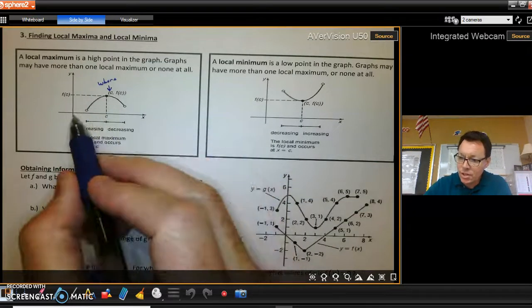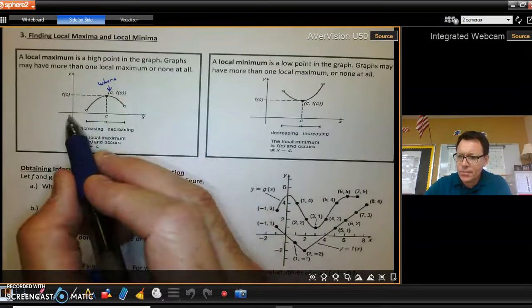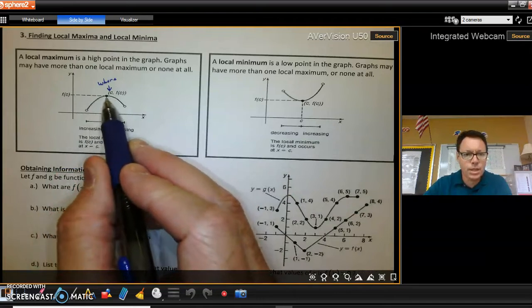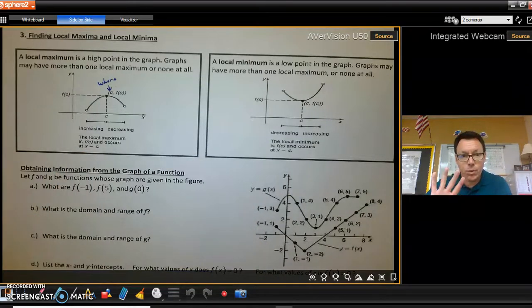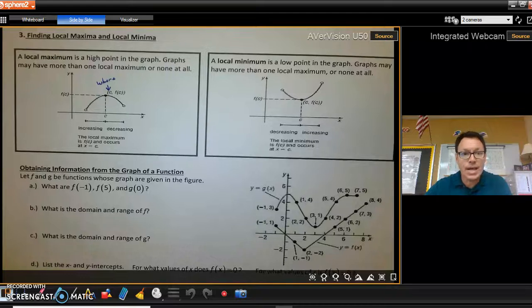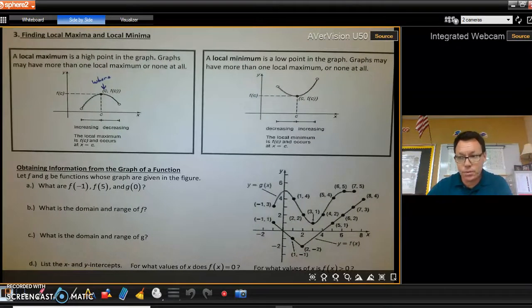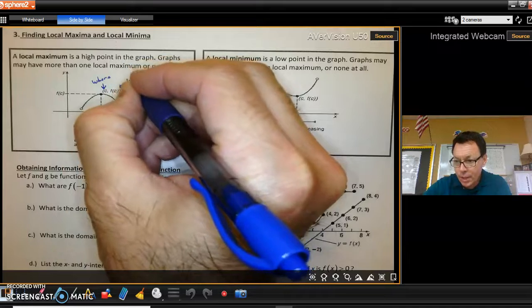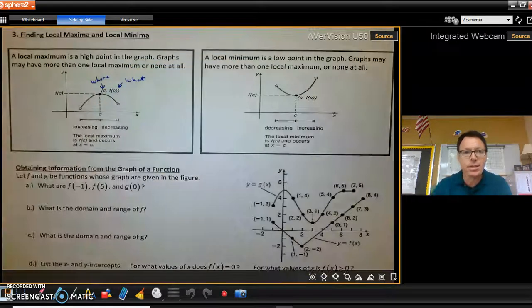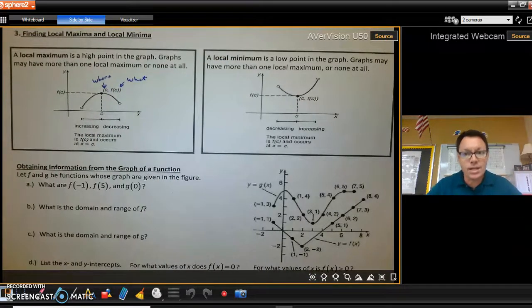Or imagine this is the point over 4 up to 2. Okay, this is the point 4, 2. So where is there a local maximum? At 4. What is that local maximum? It's 2. The y value is the what. Okay, what is that local maximum value? What is the high point right there of the graph?